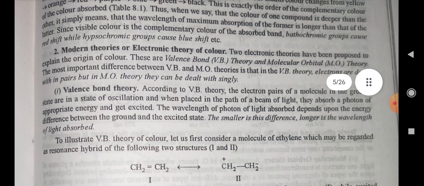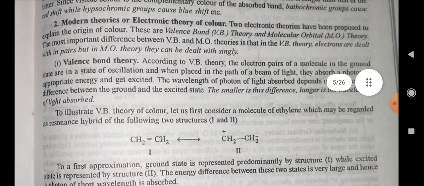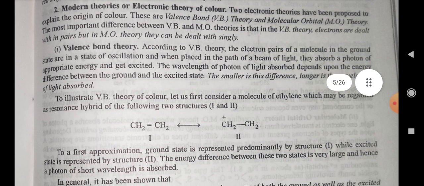Thus, when we say that the color of a compound is deeper than the other, it simply means that the wavelength of maximum absorption of the former is longer than of the latter. Since visible color is the complementary color of the absorbed band, bathochromic groups cause red shift, while hypsochromic groups cause blue shift. Modern electronic theories of color. Two electronic theories have been proposed to explain the origin of color. These are the valence bond theory and the molecular orbital theory.